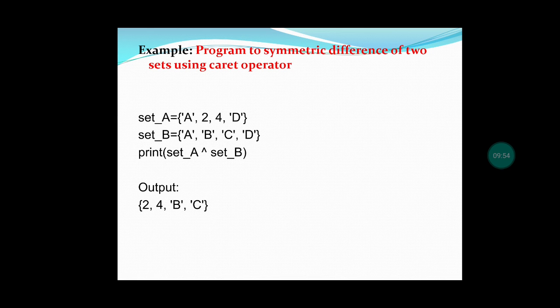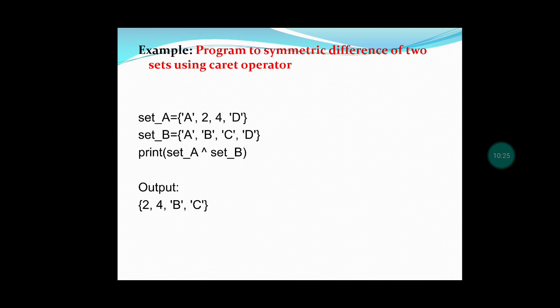Set A it is given as A, 2, 4 and D, and set B it is given as A, B, C, D. Set A, caret, that is symmetric difference, set B. So we are getting the answer 2, 4, B, C, because in both the sets A and D are common. Common elements have been omitted. The remaining elements have been printed. That is the 2, 4 in set A and B, C in set B. So that is the symmetric difference.